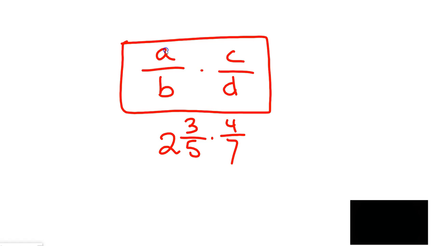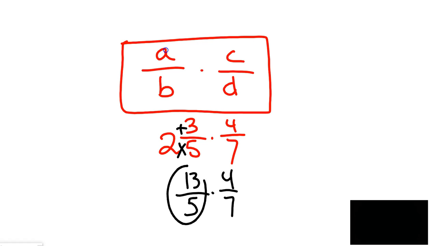So what we did was we found our improper fraction. That's 10 plus 3 is 13 over 5 times 4 over 7. If you look at that, now I have number over number times number over number. And I'm ready to multiply across. So that's just the down and dirty of how to multiply with mixed numbers.